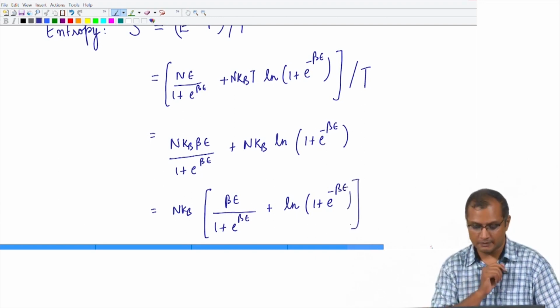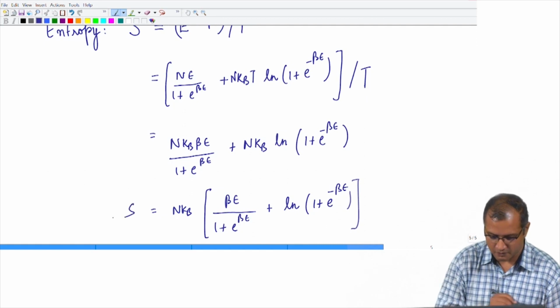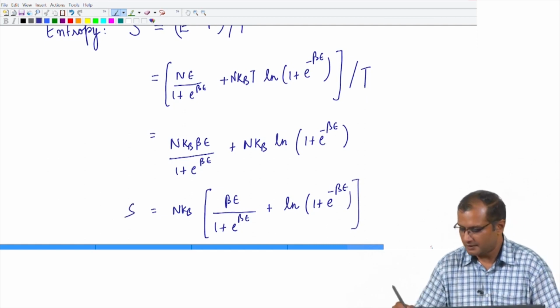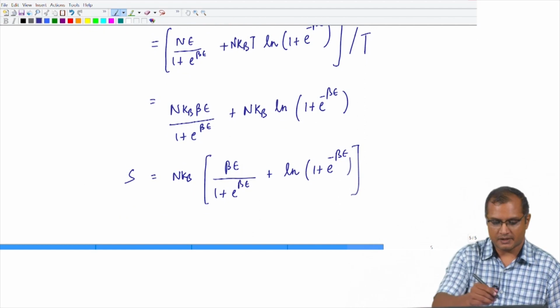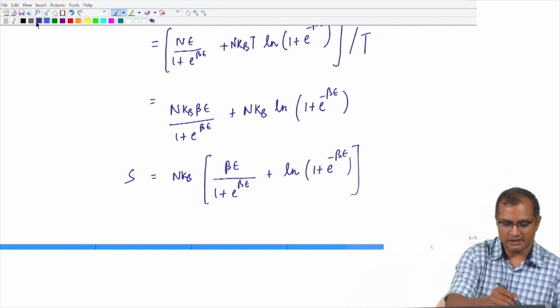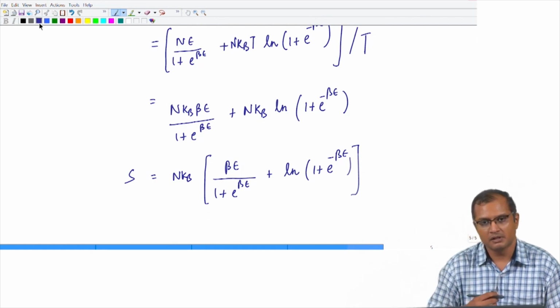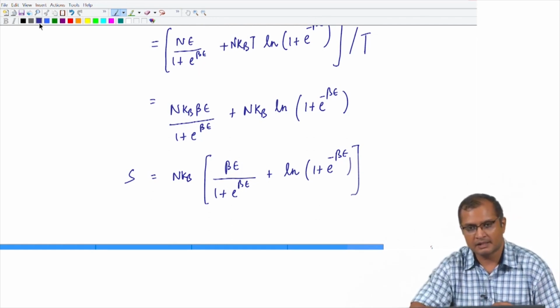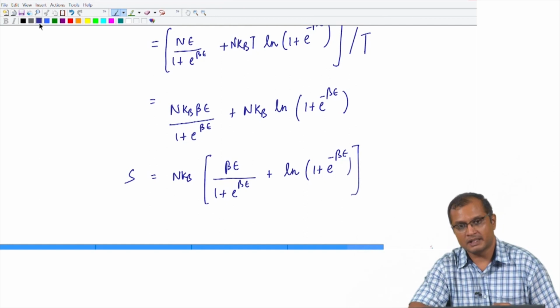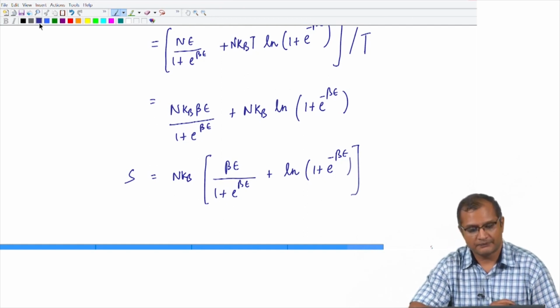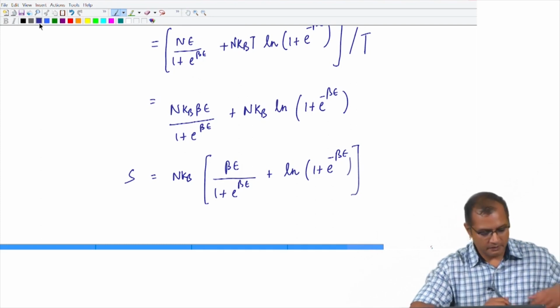So, this is the expression for entropy of the two level system, and this is where we end today's discussion on the two level system as a discrete degree of freedom example. In the next class we will look at the classical ideal gas as another working example of a canonical ensemble. Okay. So, we break here and we meet in the next class.